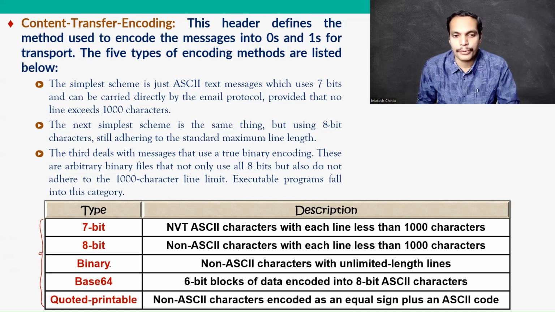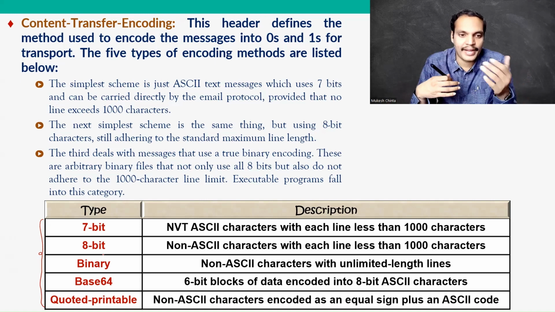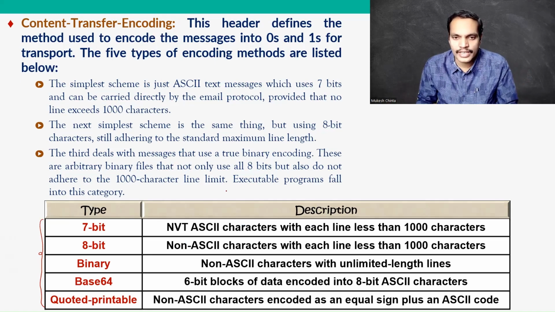The third one is purely binary messages, true binary encoding. That means if you want to send an executable file where you cannot fix the length of it, for those kinds of arbitrary messages, binary coding is used. So executable programs fall into this category. The last two are quite important.